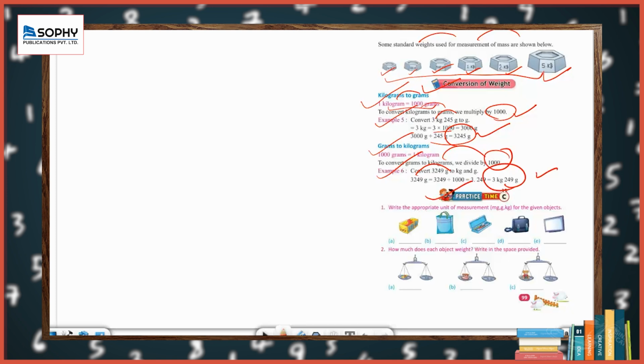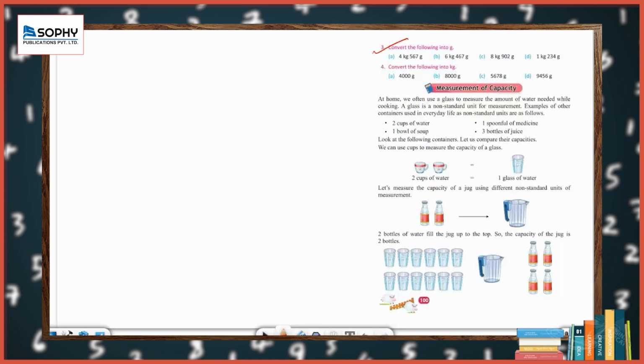Now let's look at practice time C, students. In the first part, write the appropriate unit of measurement, milligram, gram or kilogram for the given objects. So the first one, very good students, it is gram. In the next one, how much does each object weigh, write in the space provided. So what you have to do, students, is weigh it in reality and then write the value here. In the next one, you have to convert the following into gram. So it becomes, very good students, 4567 gram. When we have to convert it to kilogram, that means it is 4 kg.